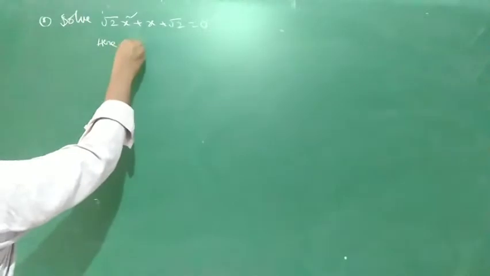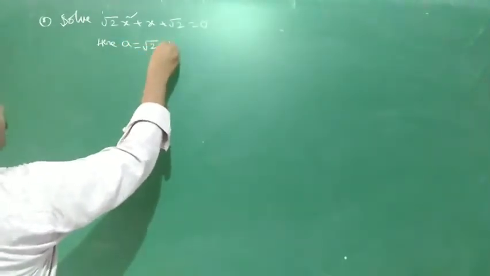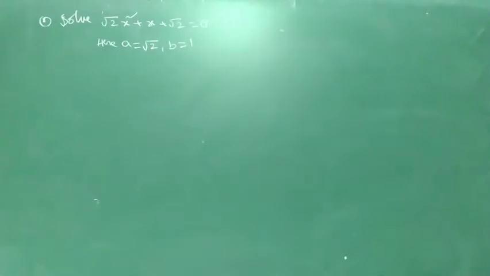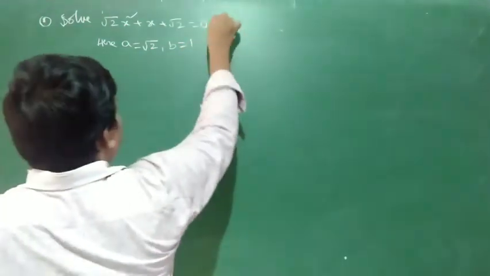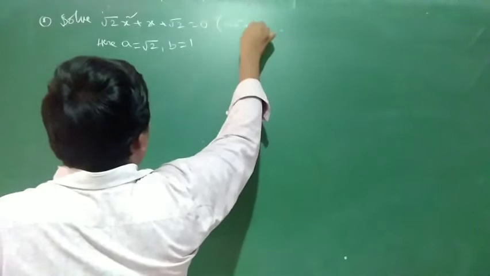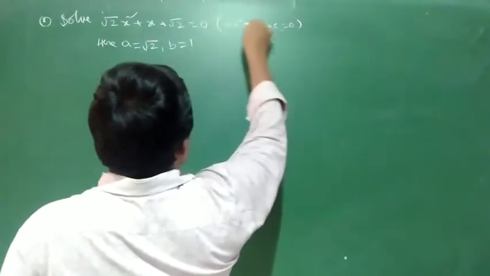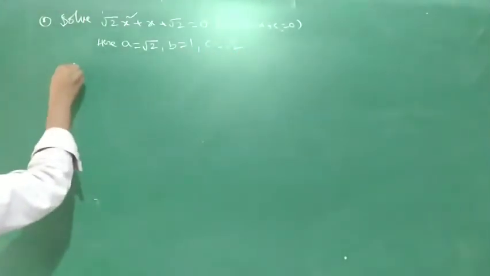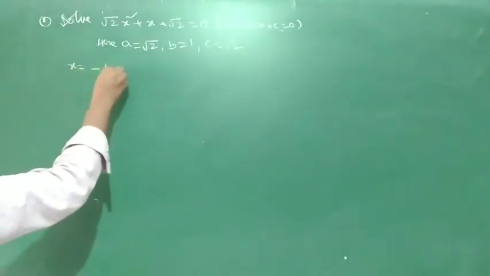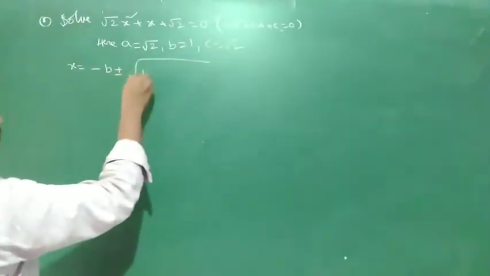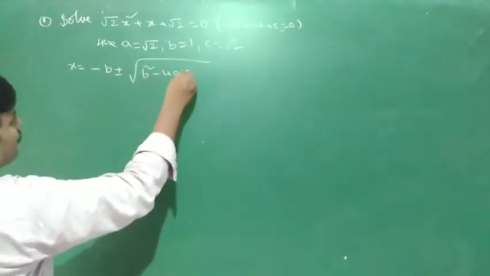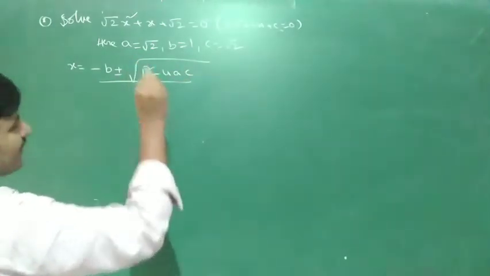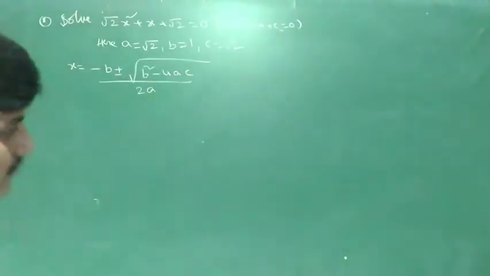Here, what is a? a is equal to root 2, the x square coefficient. b is the x coefficient, which is 1. What is the quadratic expression form? a x square plus b x plus c. Here x square coefficient is a, x coefficient is b and constant is c. So c is equal to root 2. What is the formula? x is equal to minus b plus or minus root of b square minus 4ac by 2a. This is the formula.